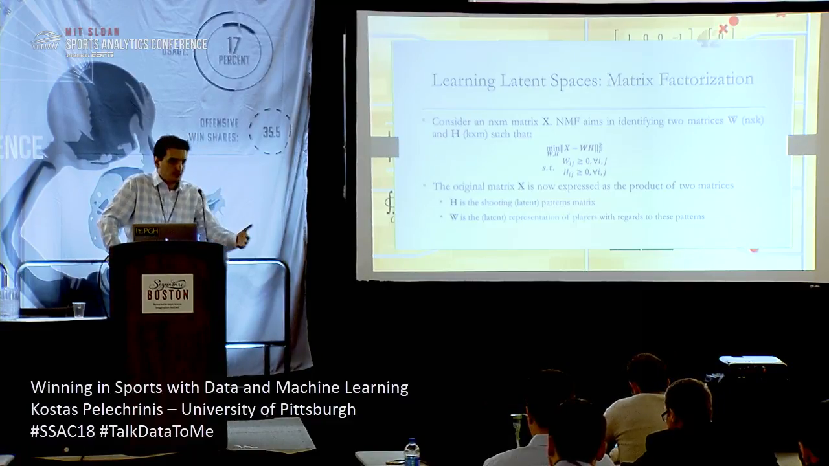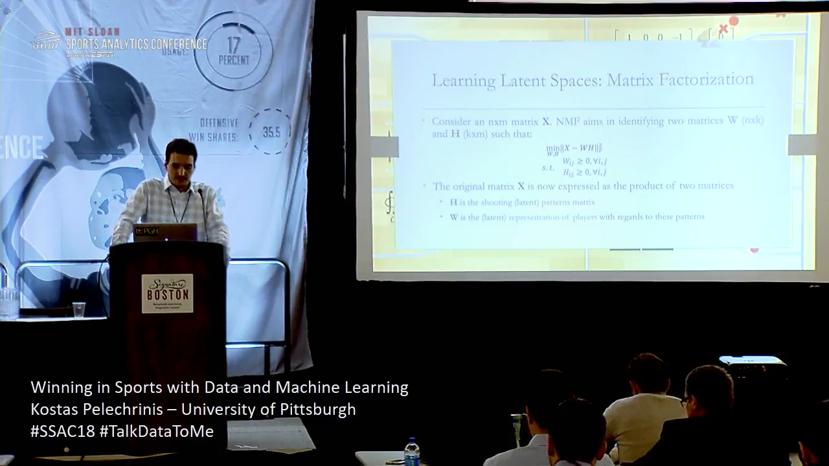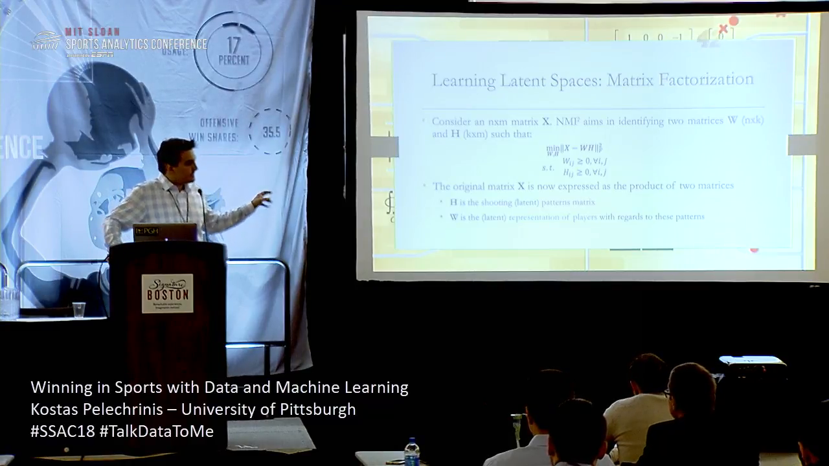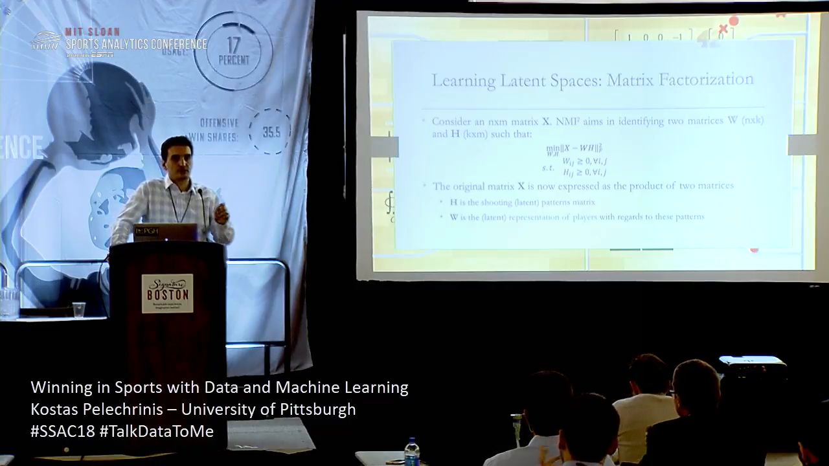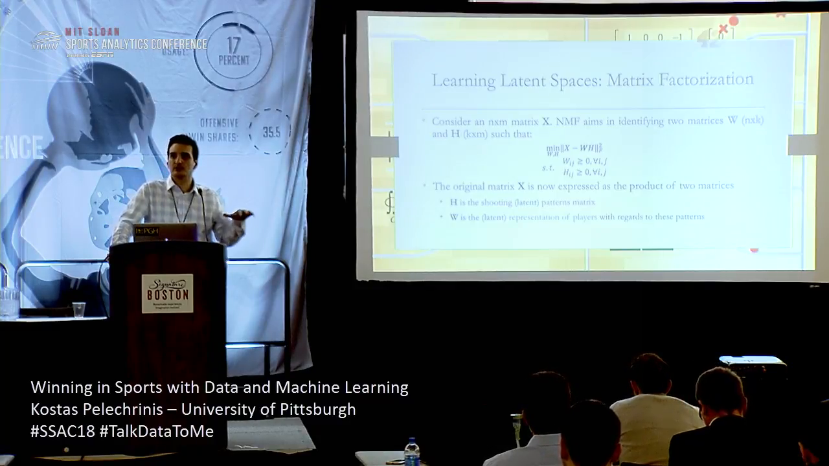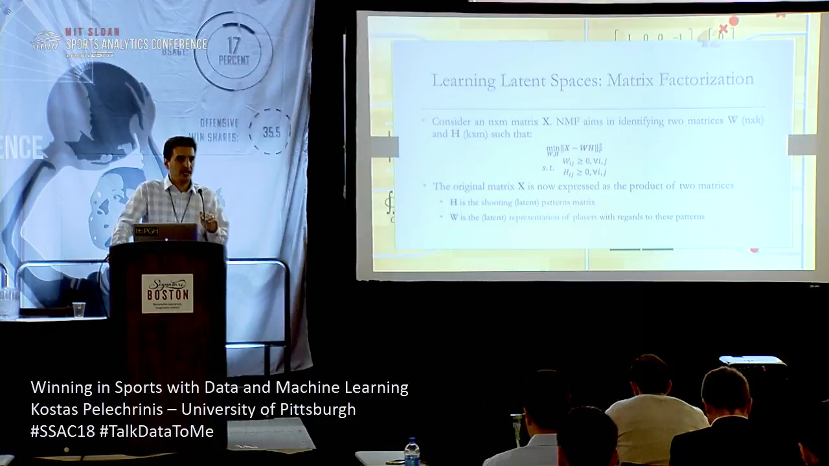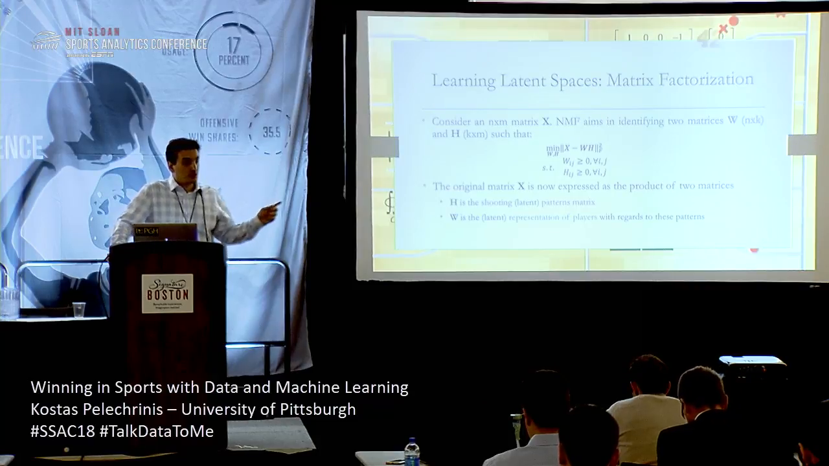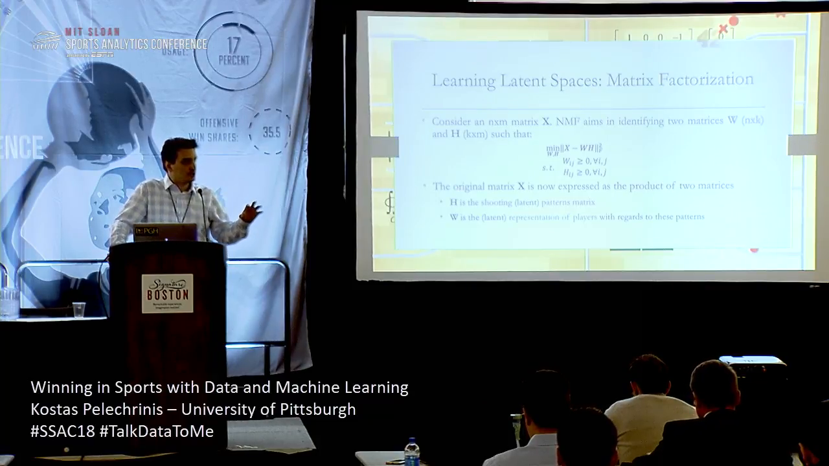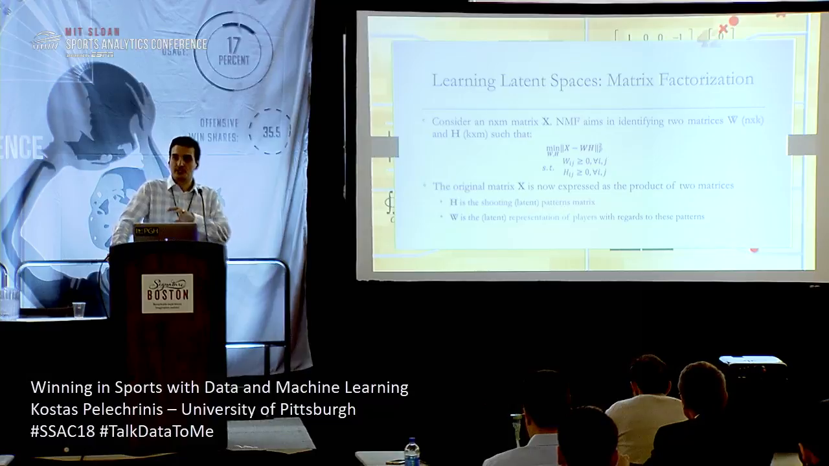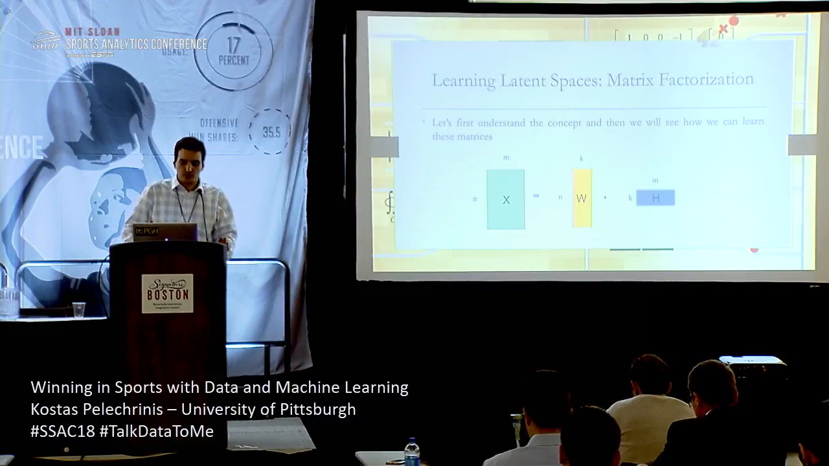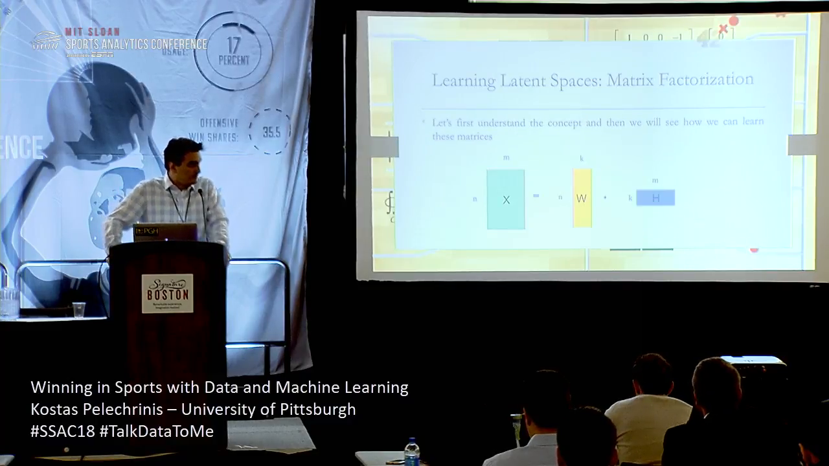Now, once you find them, and we'll see how you can find them in Python, matrix H will have what we call the shooting patterns. We will see that the rows of matrix H can give you a nice interpretation of the patterns of the players that take the shots, whereas the matrix W will show you which players follow which patterns. So it will be a new representation of the players in this new set of patterns. To understand this better, let's visualize it.